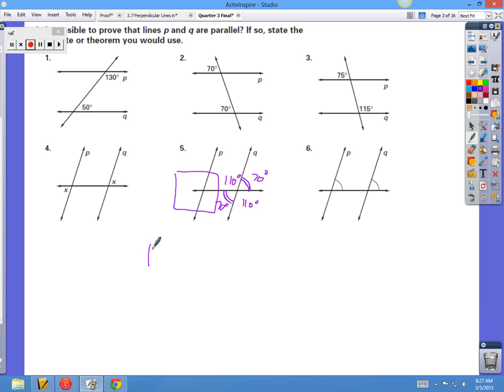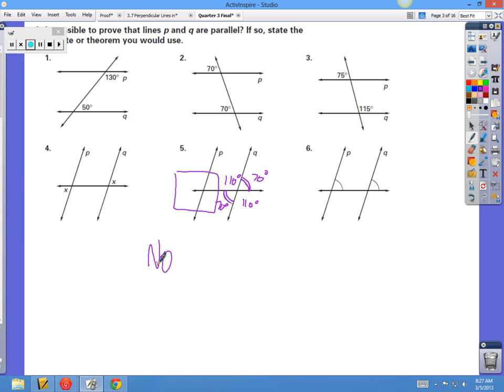So no, not enough info to determine that P is parallel to Q. All I can fill out is those 4 angles. There's no way you can jump to that, even though they may appear to be parallel. We have to have some kind of proof, and there's not enough on 5.